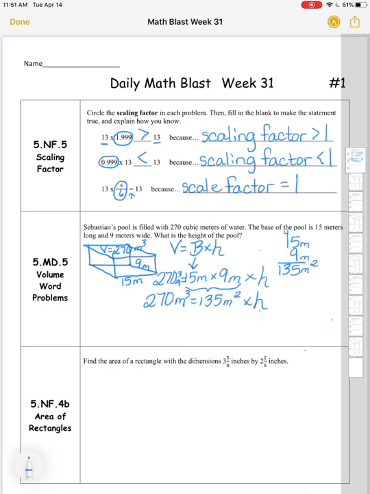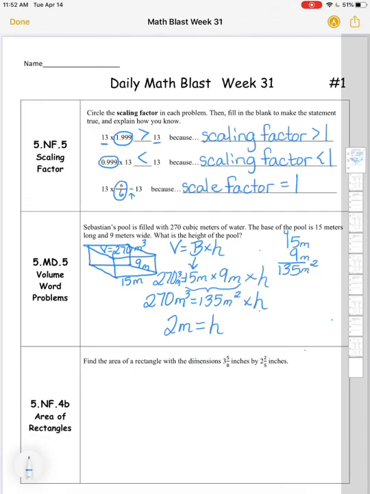Now we still have this h that we're trying to figure out, and we know that the volume has remained 270 meters cubed. So now to solve for our h, what we're going to want to do is divide by 135. Divide both sides by 135. Or in this case, we could really look at this equation and say 135 times what is going to give me 270. And I know that when I double 135, I get 270. So 2 meters is equal to h. The height of our pool here is going to be 2 meters.